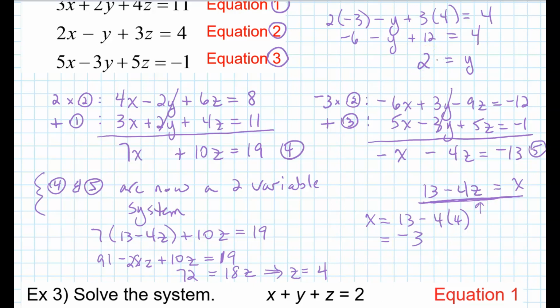And how should I write my answer? Negative 3, 2, 4. That's it.